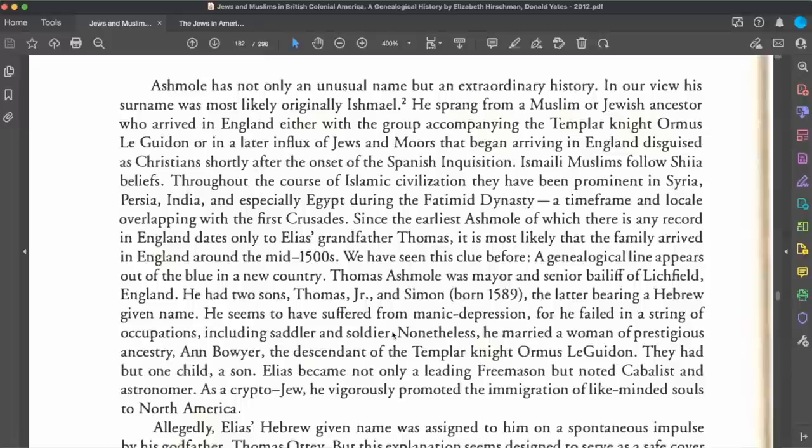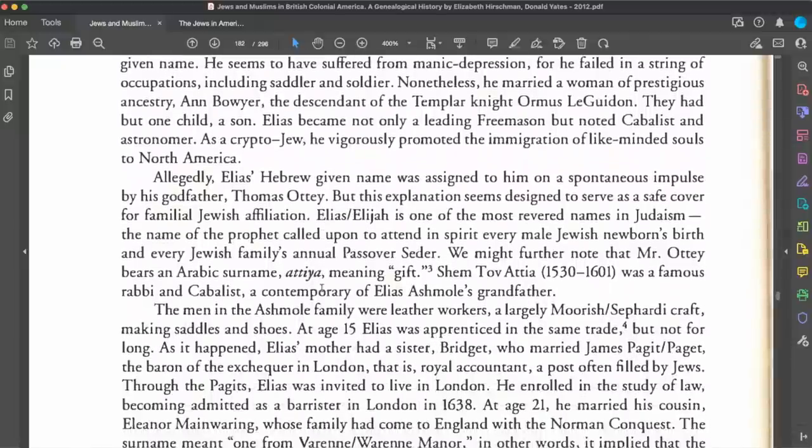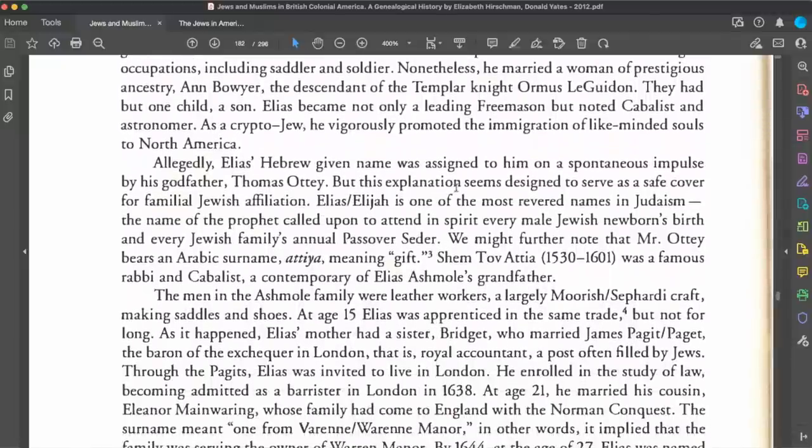As a crypto Jew, he vigorously promoted the immigration of like-minded souls to North America. All right, you see what they were planning. Allegedly, Elias, a Hebrew given name, was assigned to him on a spontaneous impulse by his godfather, Thomas Otey. But this explanation seems designed to serve as a safe cover for a familial Jewish affiliation.